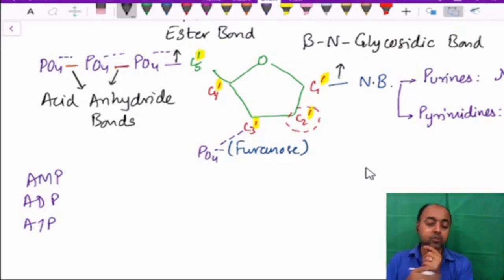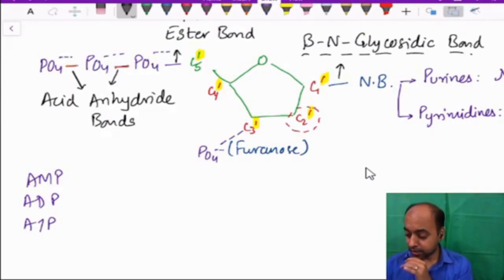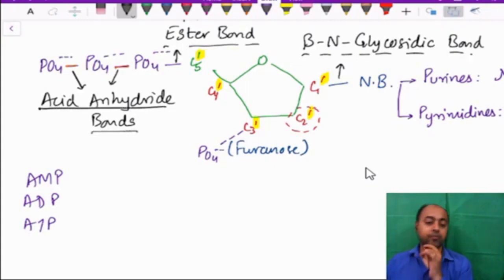They can be compared to what is commonly known as the high energy phosphate. Okay, so acid anhydride bonds are easily broken to give us energy to drive the other reactions. Till now we talked about three bonds: the beta N-glycosidic bond, the ester bond, and the acid anhydride bond. Okay, this is about one nucleotide.